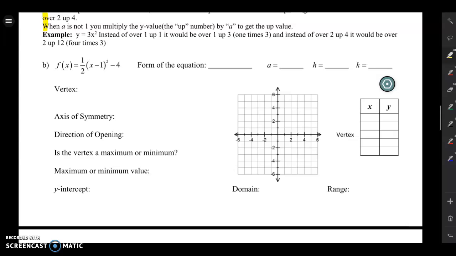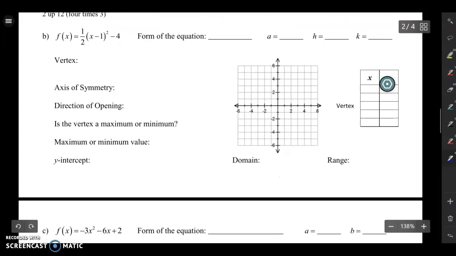Okay, in this video, we're going to take a look at how we graph a quadratic if a is not equal to 1. So what happens when you have a vertical stretch, when your graph is skinnier or wider than the original quadratic? So let's look at this example in B.